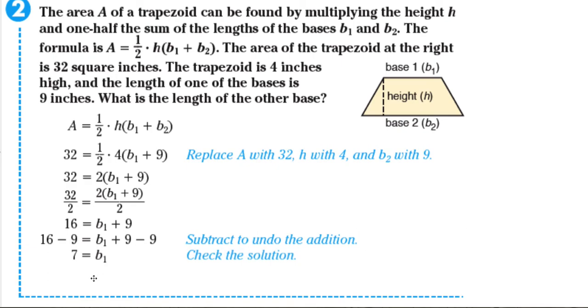So this is now the value of b sub 1. So the second base is 7 inches long. And to be able to check our solution, we simply substitute the value of 7 into the original equation with all the given values of the other variables. And you will notice when you check it that the answer would be correct.